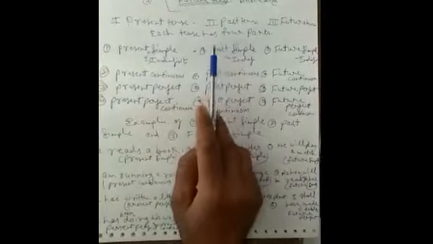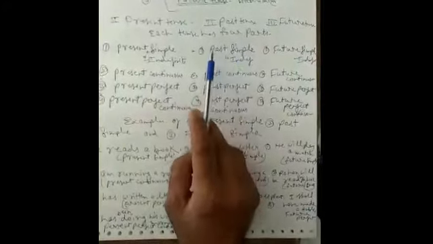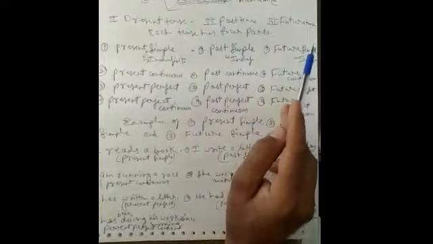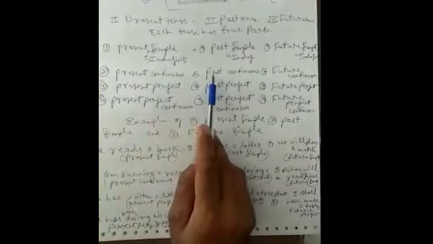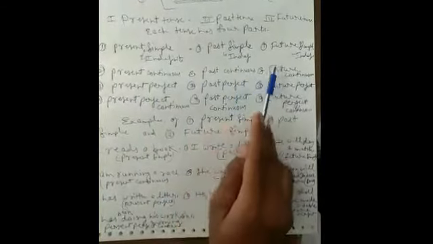Present tense: the first part is present simple, or we can say present indefinite. Both are the same. In past tense, the first is past simple, or we can say past indefinite. And future tense, the first part is future simple, or we can say future indefinite. Now the second part of present tense is present continuous, and the same in past tense, past continuous, and future continuous, second part.